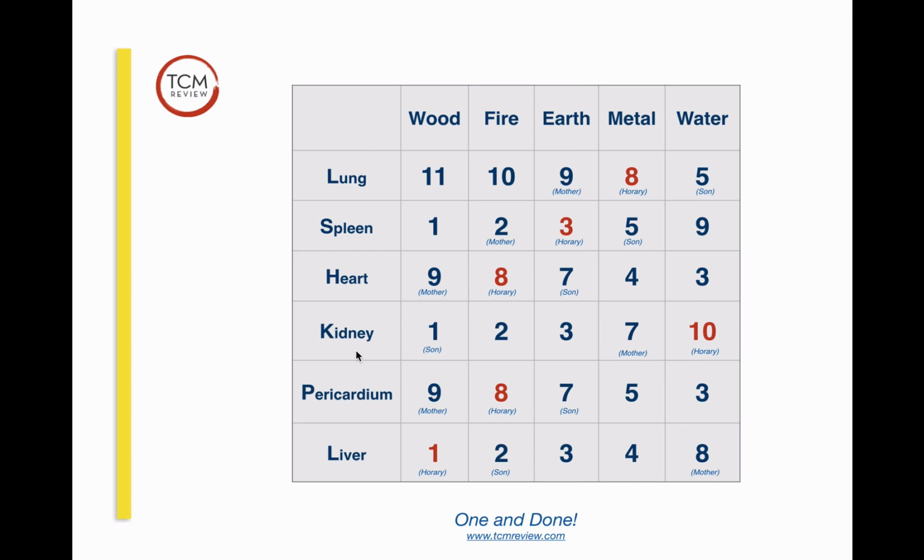When we look at the kidney, the mother is kidney 7. Kidney 7 is a metal element point. So if we look for the horary point for the mother element, that would be lung 8. Lung 8 is the metal on metal point. For pericardium, the mother point is 9, which is a wood point. And so we would use wood on wood, which is liver 1. Does that make sense for everyone? I hope so.